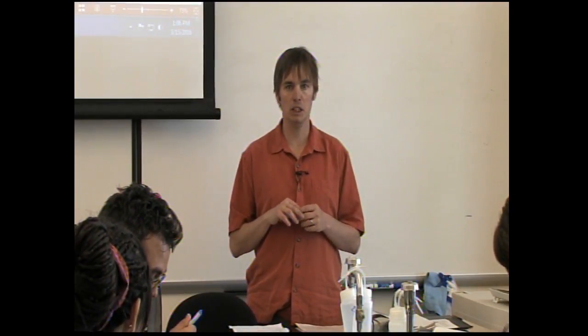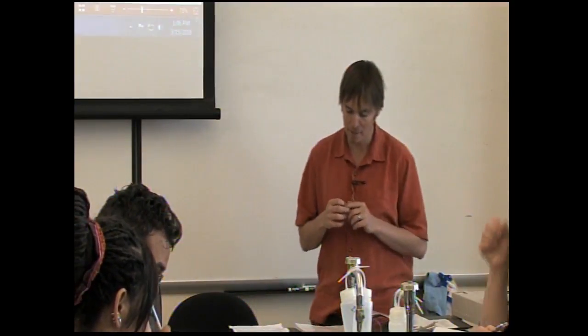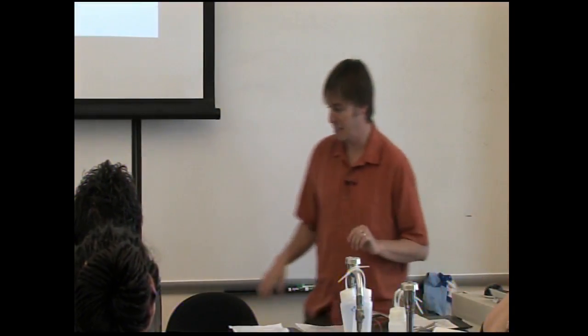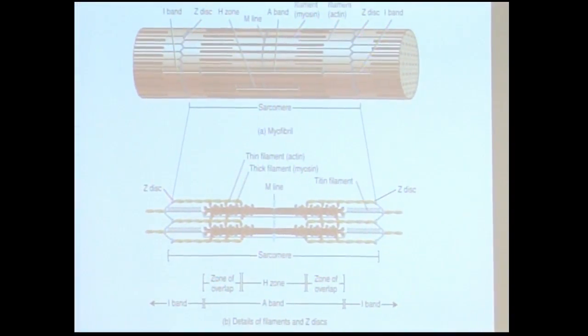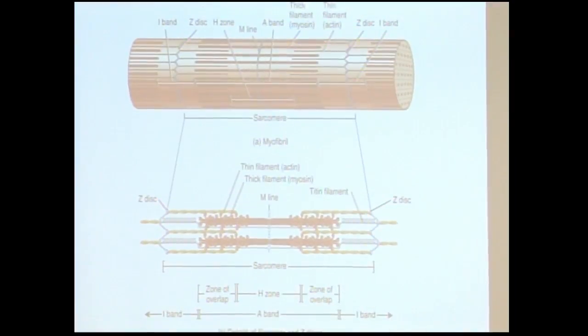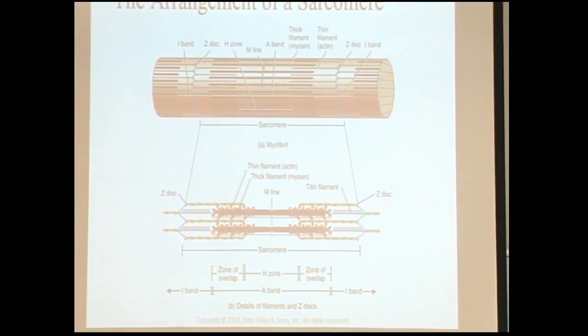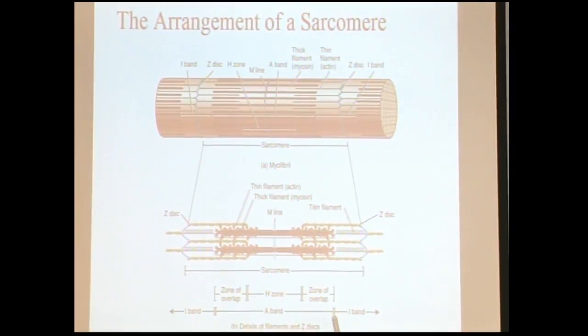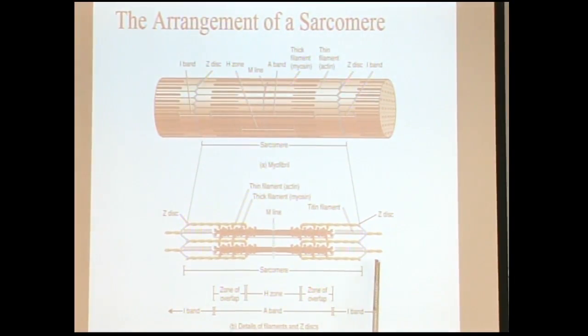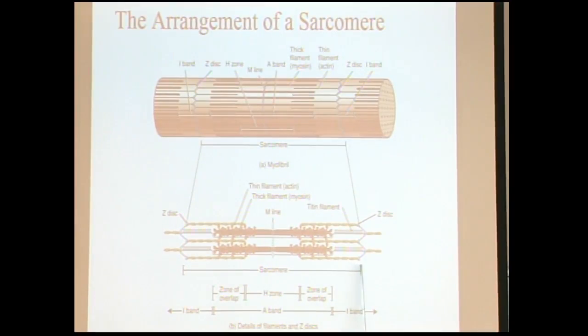Anything else? The A and the I bands. So the A and the I bands. Let me show you a picture real quick, and we can talk about them at the same time. All right. So the I band is where you only see actin. So they kind of split the sarcomere into little sections. And we'll talk more about it, but basically the I band is where you only see actin. There's no overlapping with myosin. So you only see the yellow.